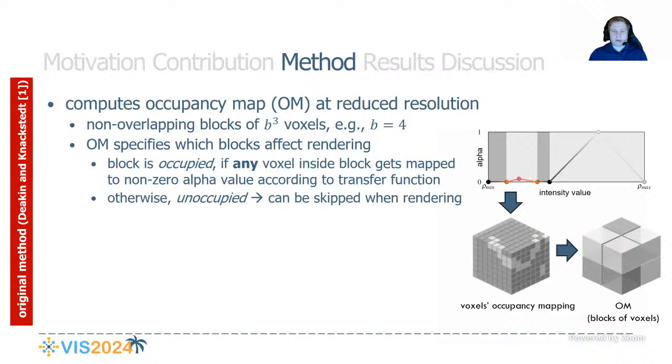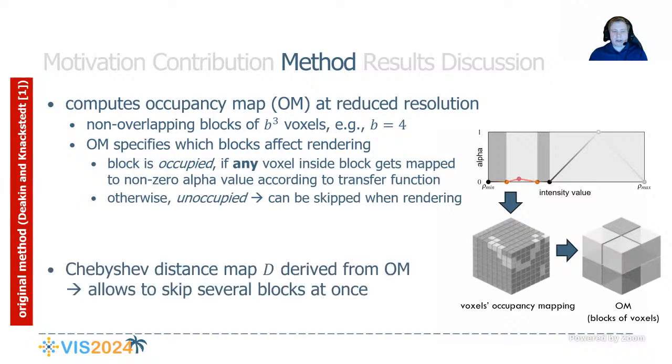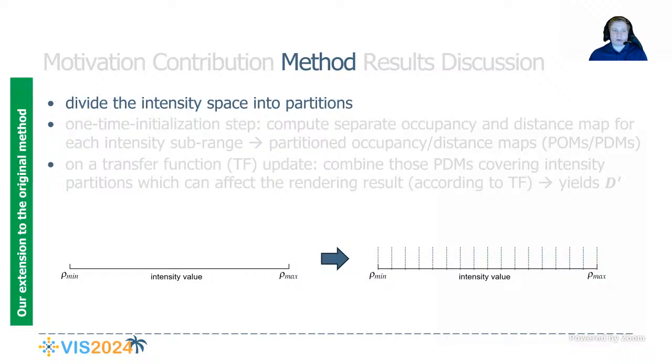The process of creating the occupancy map is shown in the figure on the right on this slide. Eventually, they compute the Chebyshev distance map D derived from the occupancy map, and this allows them to skip several blocks at once when rendering. Our extension to this original method is that we divide the intensity space into partitions. The most obvious choice here would be a uniform partitioning as shown in the figure, but it might be beneficial to deviate a bit from this configuration.